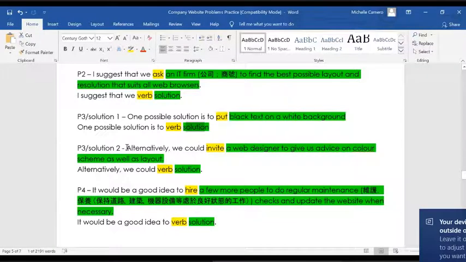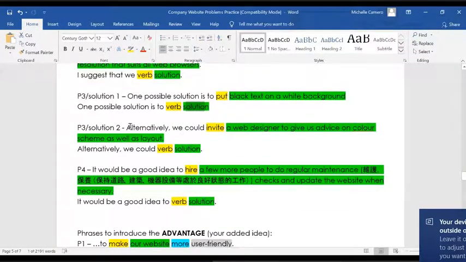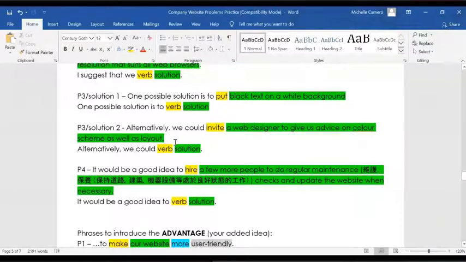All right. For solution 2, remember when you give solution 2, you want to start off with "alternatively," because your company has 2 choices. Your company can do this or it can do this. Remember, the company will only do one of these. They will not do both. If they were going to do both, we would say "and" or "also," but we're not. We're only doing one. So that's why we use the word "alternatively." "Alternatively, we could invite a web designer to give us advice on color scheme as well as layout."